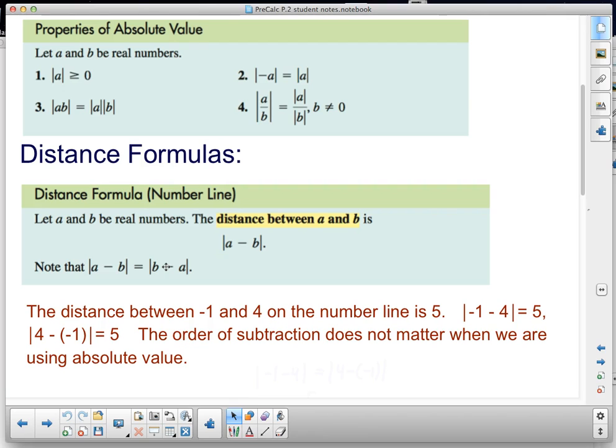The distance between -1 and 4 on the number line is 5, because -1 minus 4 is -5, the absolute value of which is 5.